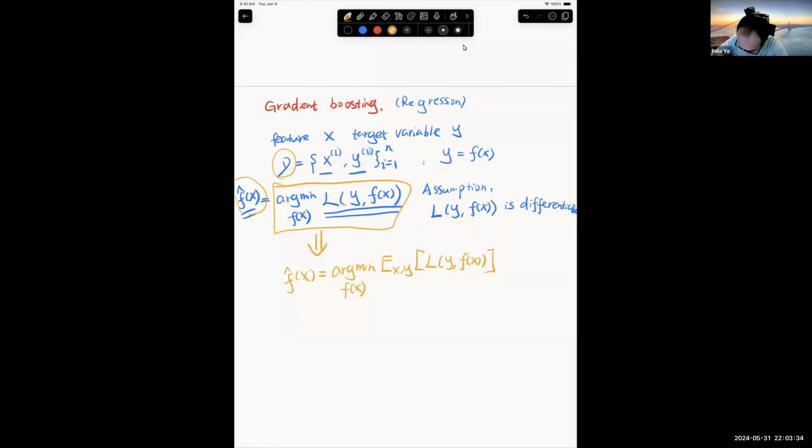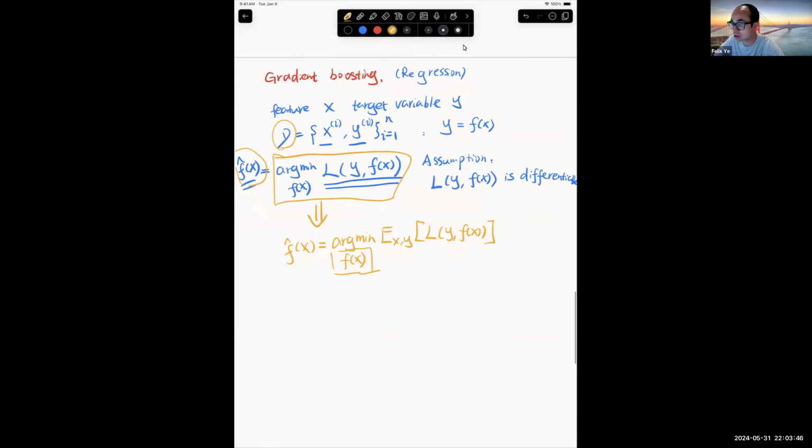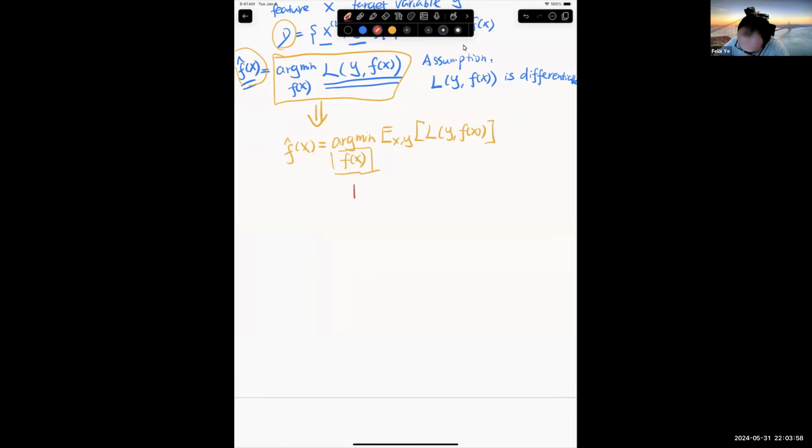But the issue is that this whole thing is nearly impossible to solve, because there are too many choices, and the whole thing is basically infinite dimensional. This whole search space is too large. So that's why we need to limit our search space to some family of functions, while making sure f(x) respects the distribution.